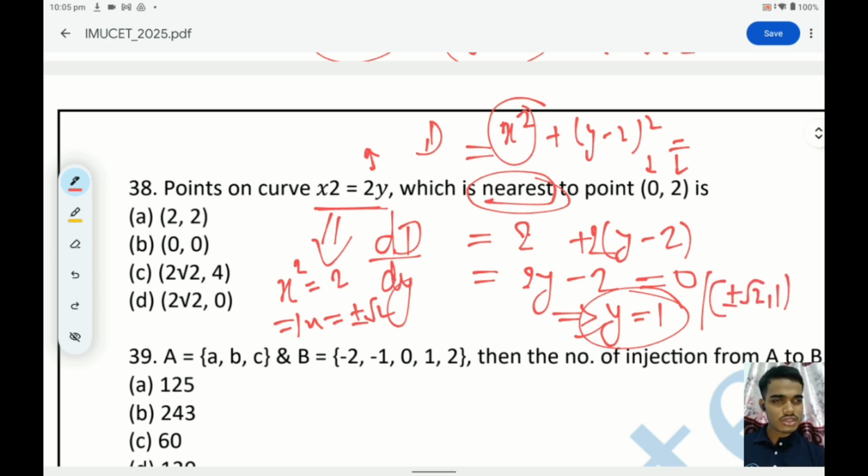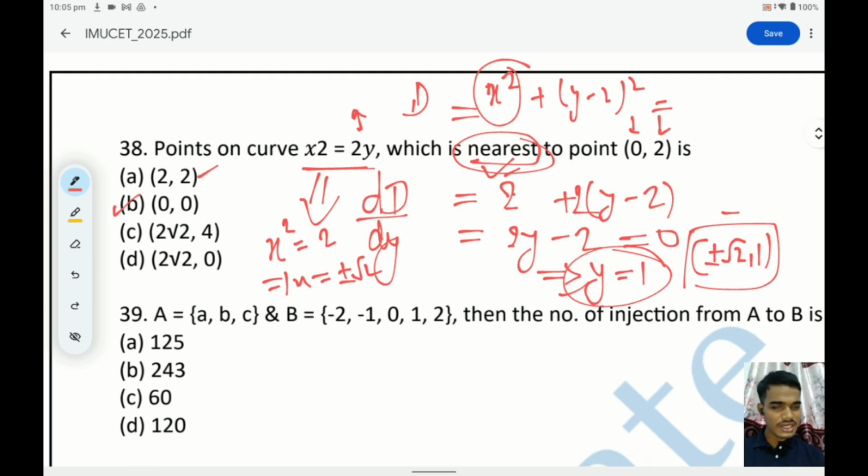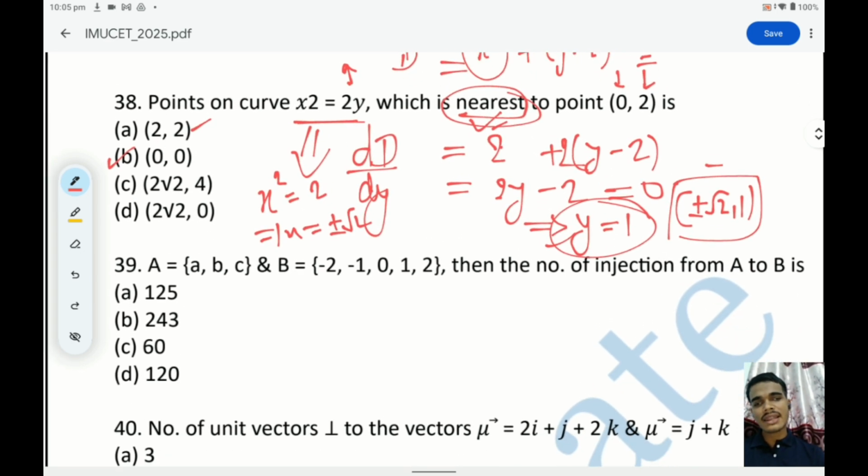But this question is about the nearest value. So plus minus root 2 and 1 is the nearest to (0, 0). If you find the distance from (0, 2) and this one, the distance will be greater from (0, 0) than the least distance. So our value will be option D. Simple. We want the nearest, and nearest means least distance. Simple. Let's go for 39.